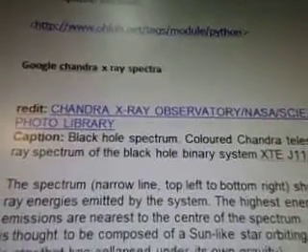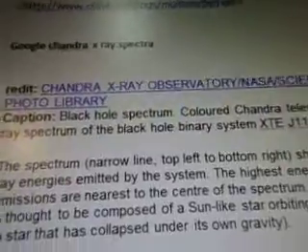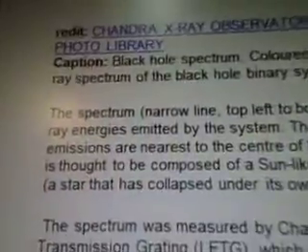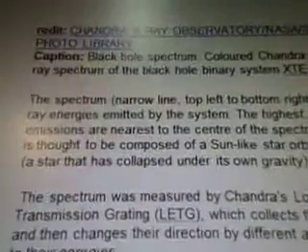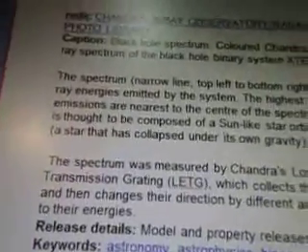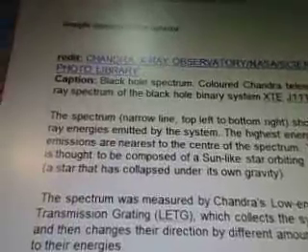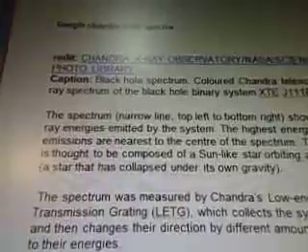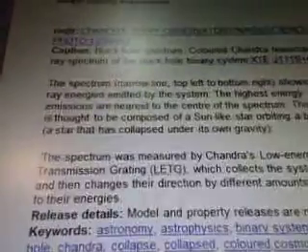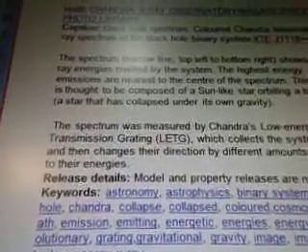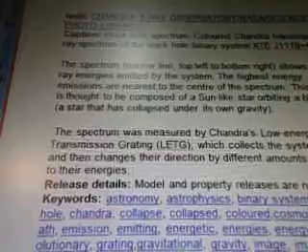So I googled Chandra X-Ray Spectra and read it: Chandra X-Ray Observatory, NASA Science Photo Library. Caption is black hole spectrum, colored Chandra telescope X-ray spectrum of the black hole binary system XTE J1118+480. The spectrum narrow line, top left to bottom right, shows the X-ray energies emitted by the system. The highest energy emissions are nearest to the center of the spectrum. This system is thought to be composed of a sun-like star orbiting a black hole, a star that has collapsed under its own gravity. The spectrum was measured by Chandra's Low Energy X-ray Transmission Grating, LETG, which collects the system's X-rays and then changes their direction by different amounts according to their energies.